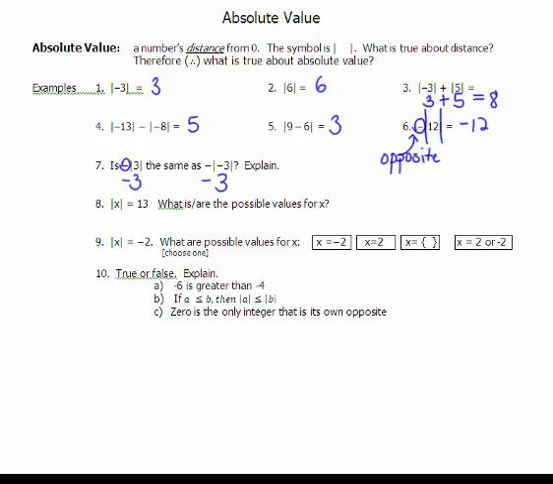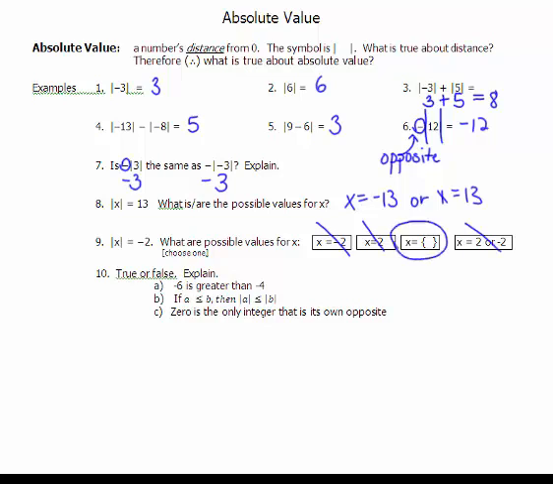Number 8 asks what values x could take on. Well, if the absolute value of x is 13, then x could be either negative 13 or 13. If the absolute value of x is negative 2, what are the possible values for x? Well, it's not negative 2 because the absolute value of negative 2 is 2. It's not 2 because the absolute value of 2 is 2. So it's not this. It has to be this.